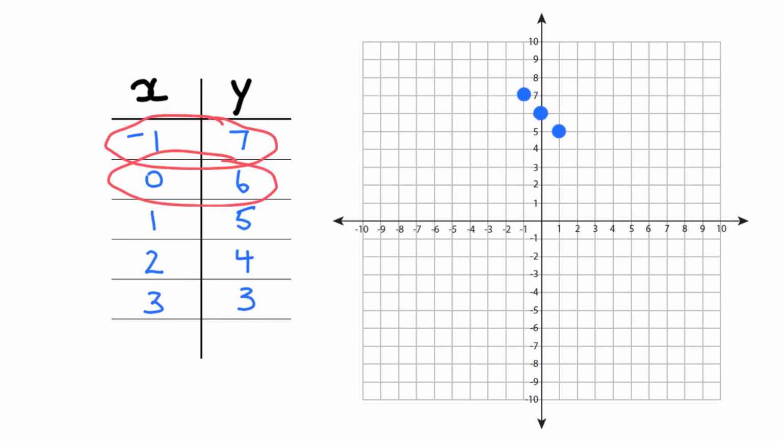Okay, so we're going to do 2, 4. 2, 4 is going to be right there. And our final pair, 3, 3. 3, 3, right there. So is this a linear relation? Yes. When we plot these points on the graph, they are making a straight line. Now you'll notice this line looks like it's going downwards, but it's still a straight line. So it's a linear relation.